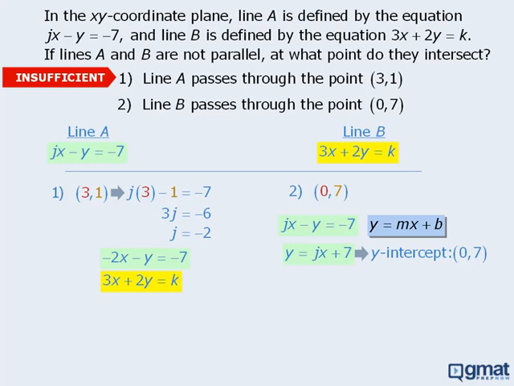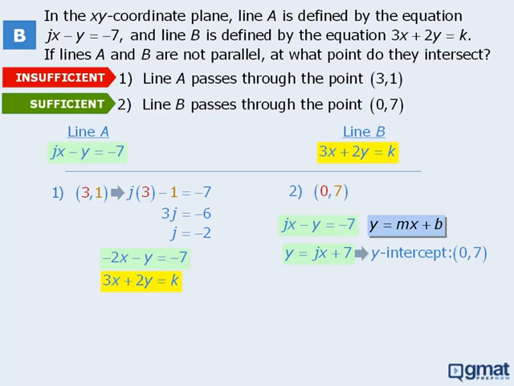Now if the y-intercept is 7, then the y-intercept of line A is at the point 0, 7. So if line A passes through the point 0, 7, and we are told that line B passes through the same point, then we can conclude that the two lines must intersect at the point 0, 7. As such, statement 2 is sufficient, and the answer is B.